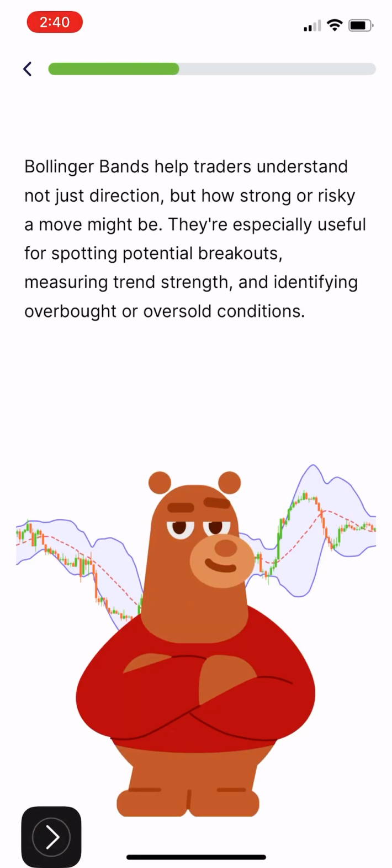Bollinger Bands help traders understand not just direction, but how strong or risky a move might be. They're especially useful for spotting potential breakouts, measuring trend strength, and identifying overbought or oversold conditions.